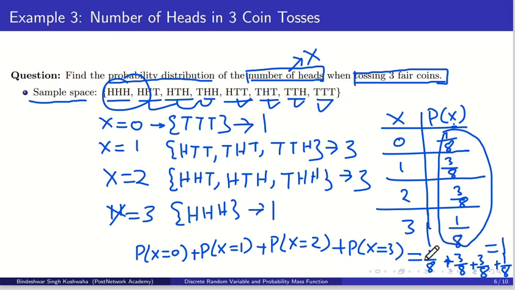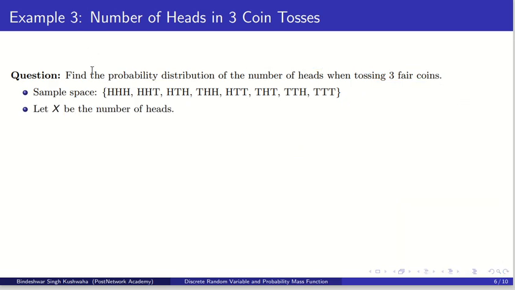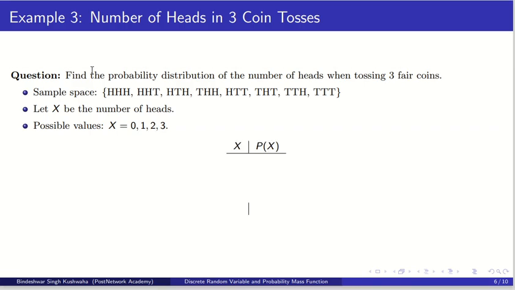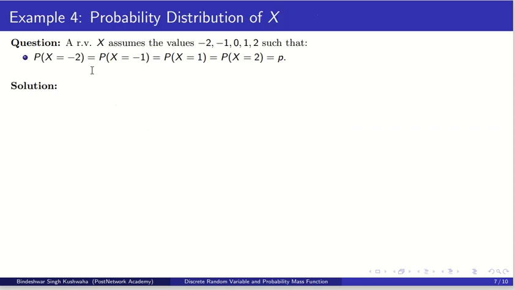Now see that the same thing I have done here. Now let x be the number of heads. So possible values are x equal to 0, 1, 2 and 3, and this way I have done already. So this is the probability distribution when 3 fair coins are being tossed. Now let us see example number 4, a little bit interesting.